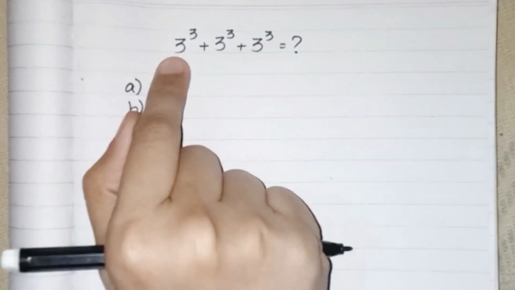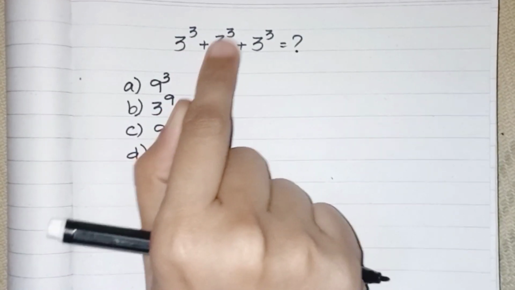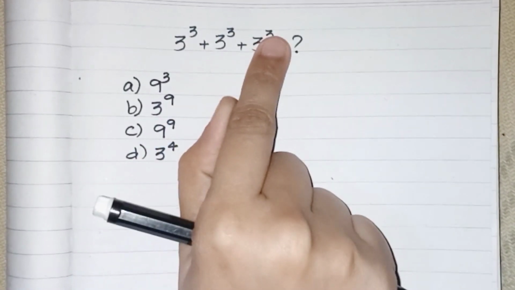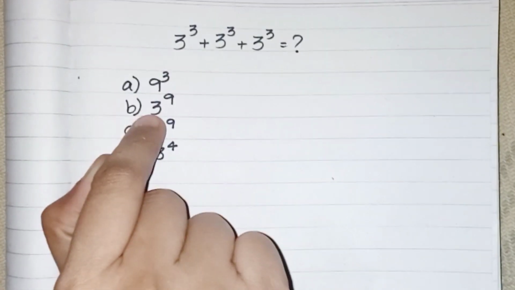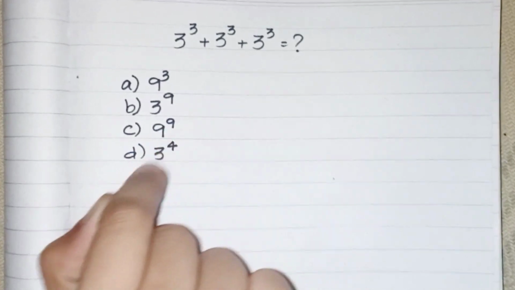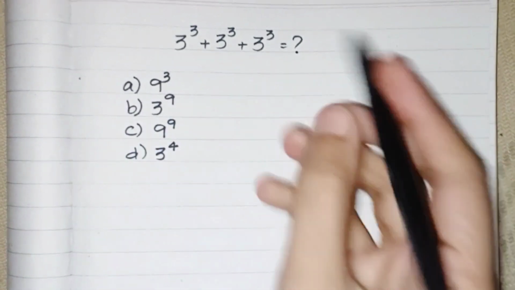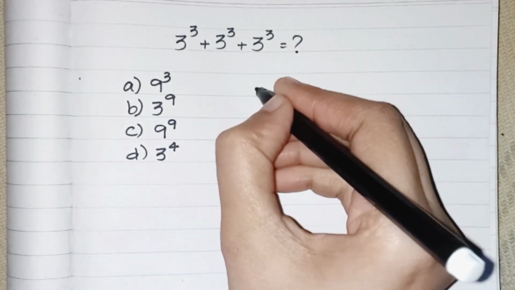The question is: 3 to the power 3 plus 3 to the power 3 plus 3 to the power 3 is equal to which number? 9 to the power 3, 3 to the power 9, 9 to the power 9, or 3 to the power 4. So let's check out what the answer will be.